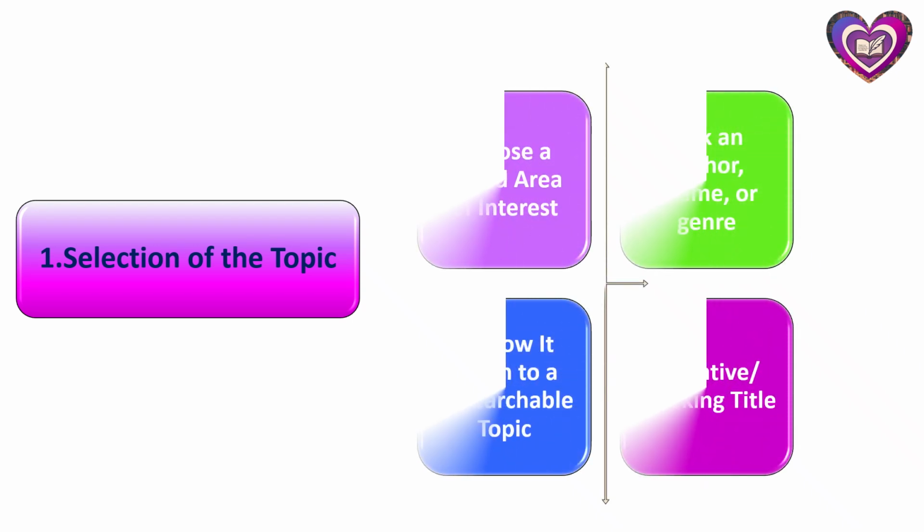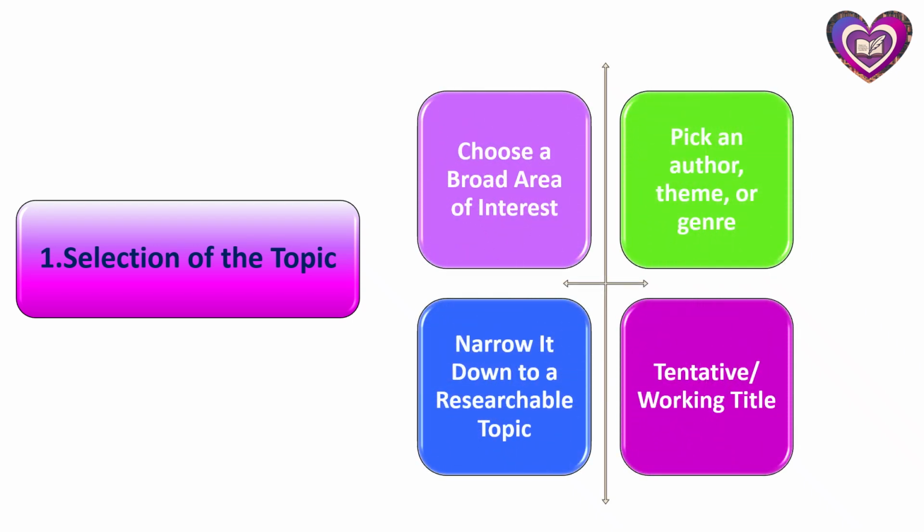We need to choose a broad area of interest first. And then we should pick an author, theme or genre we can analyze deeply. Then narrow it down to a researchable topic. Finally start working with a tentative title. Fixing up a working title will give us clarity on the path of our research.